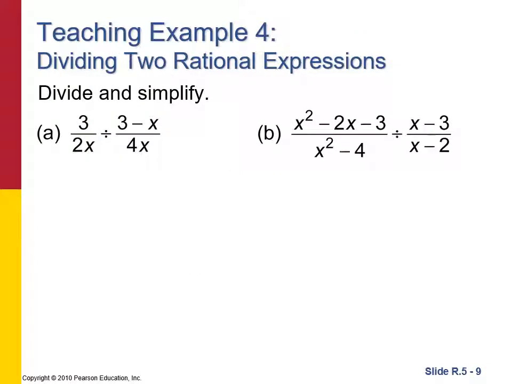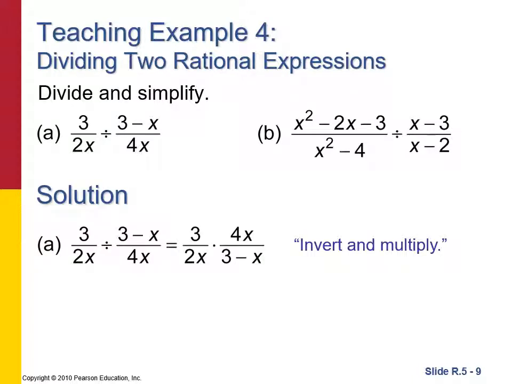Okay, we're going to be dividing two rational expressions. Let's take a look at A here. Notice that this first term is the same, but here we're actually multiplying. In inverting, we're actually multiplying by the reciprocal.